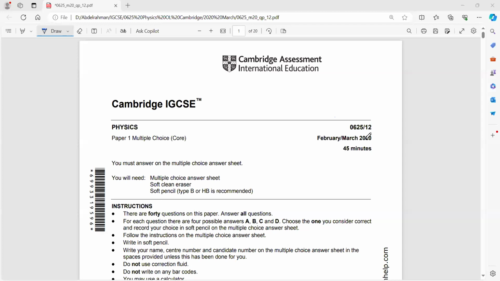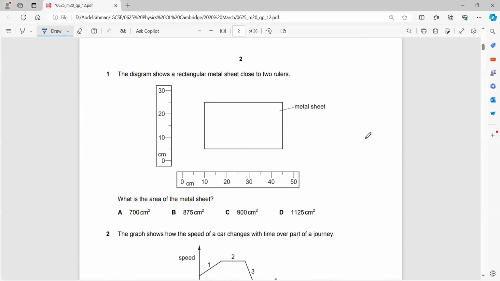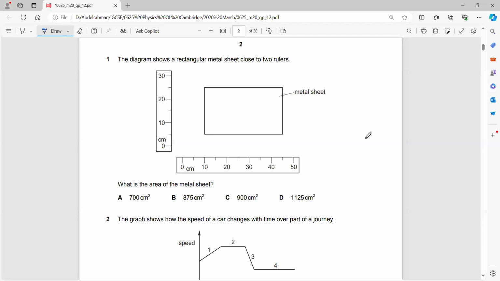Question 1. The diagram shows a rectangular metal sheet close to two rulers. What is the area of the metal sheet? How can I find the area? This is a rectangle. Finding the area, we just multiply the length times the width. What's the length?